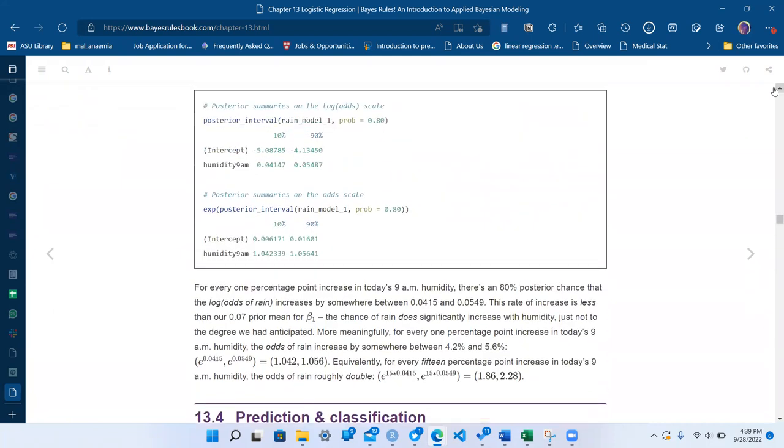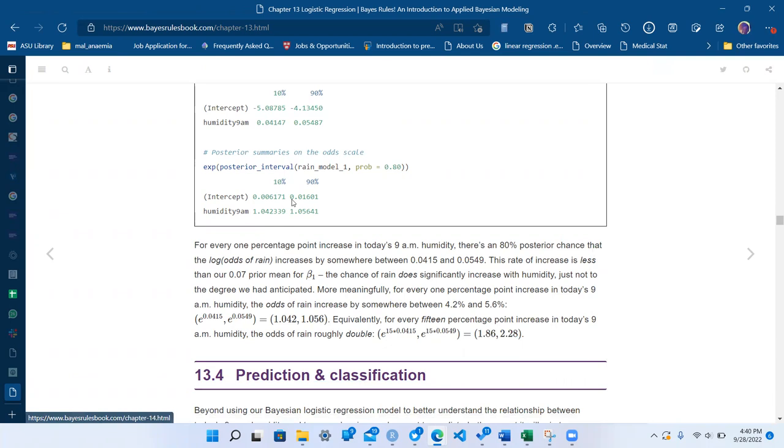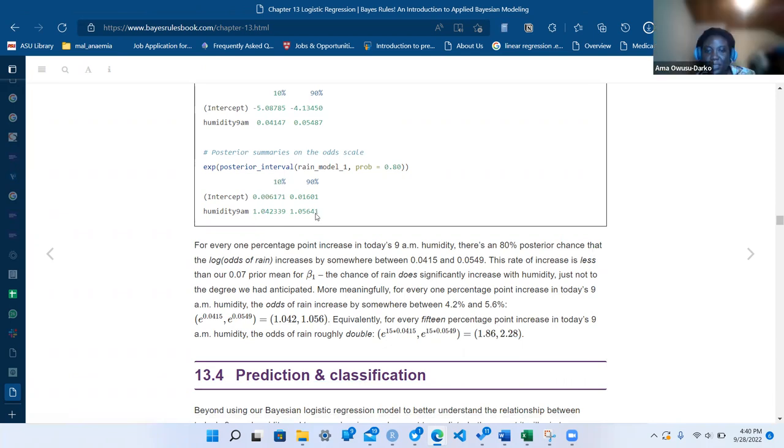Did he not? I think he did compute that somewhere in this chapter. Credible. I was going to say that's one of the most important things you get out of this. So right now, should I use it as it is, or should we convert it, like the 1.86? And it's still quite tight. Where is it? If it's down here, this is the credible interval. So that's in terms of odds, right? Yeah, here, and then in terms of E. So okay, odds of rain roughly double.